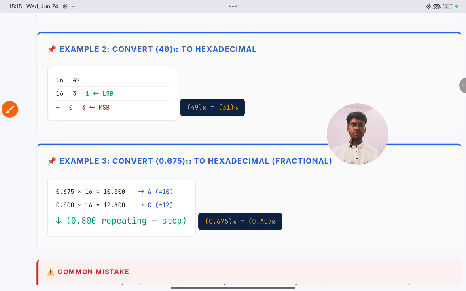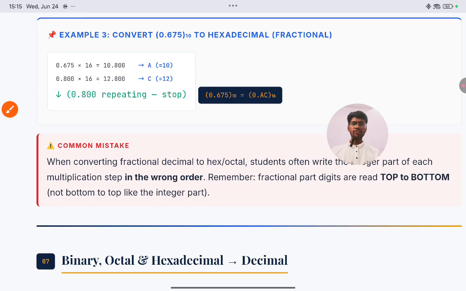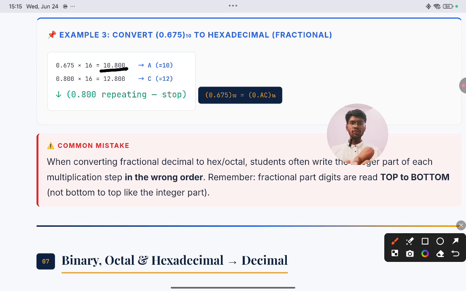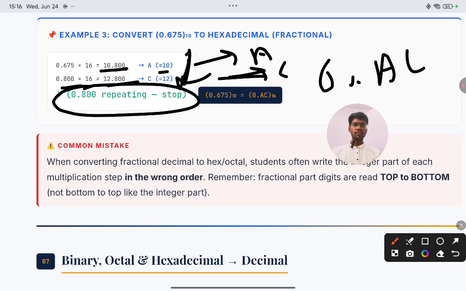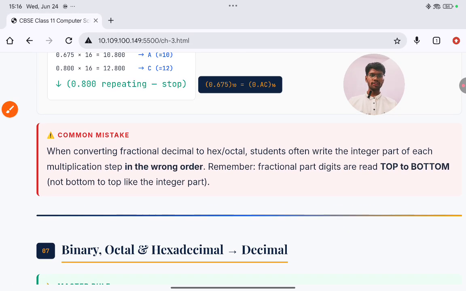right? To understand this, then 0.675 to hexadecimal fractional part. So here I can see 10.800, 10 you remain, this into 16 gives 12.800. 800 is repeating many times. So let's stop there, and 12, and you go from top to bottom order here. So 0 point what? 10 is A, 12 is C, 0 point A C, write it. And this is the number, right? So you have to understand something yourself also, everything I will not be explaining.